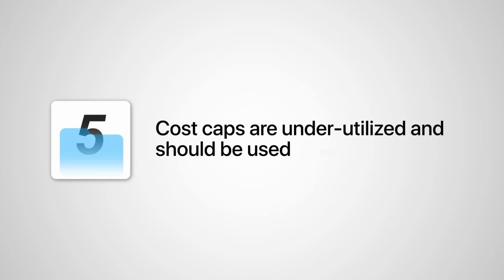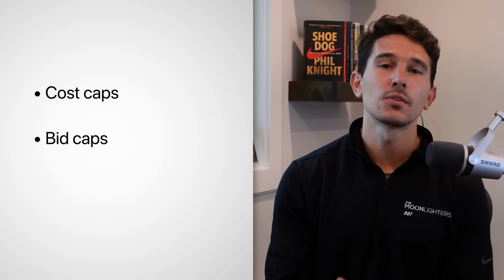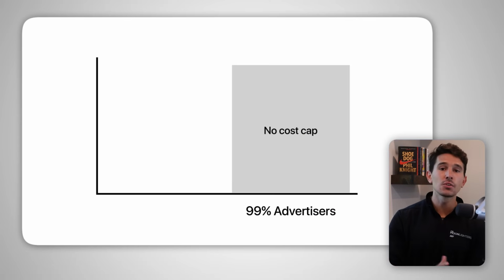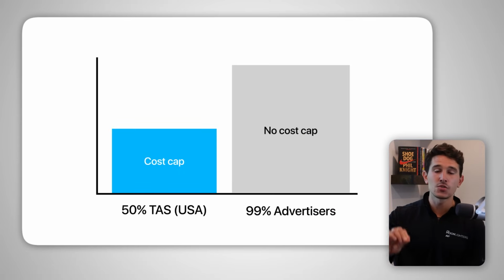And the fifth learning is that cost caps are underutilized, and they should be used by more brands trying to scale. Basically, everyone running Facebook ads at this stage has heard of a cost cap. They've heard of cost caps, they've heard of bid caps, they've heard of cost per result goals, but most people actually haven't tried them. In fact, kind of a crazy stat, but 99% of advertisers are not running cost caps, but nearly 50% of the total addressable spend in the United States is being run on cost caps. What that tells me very, very clearly is that the biggest brands in the world are actually running cost caps.